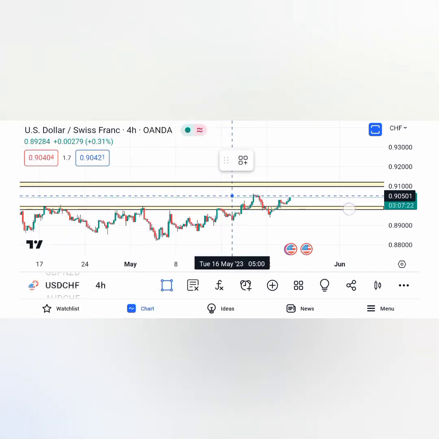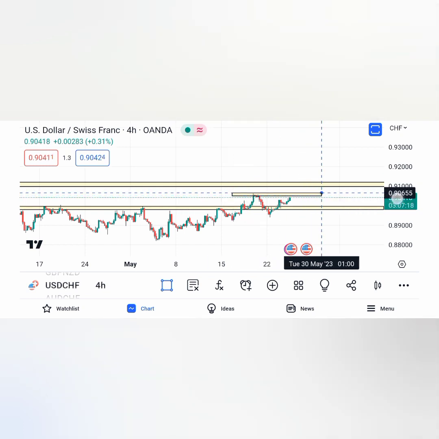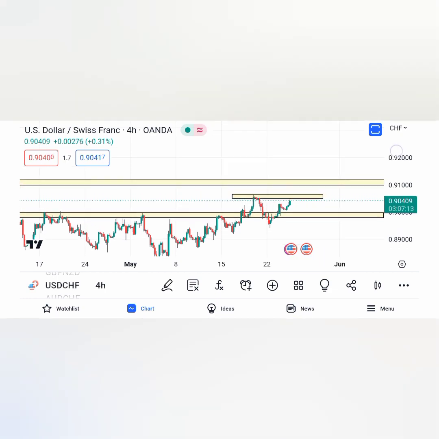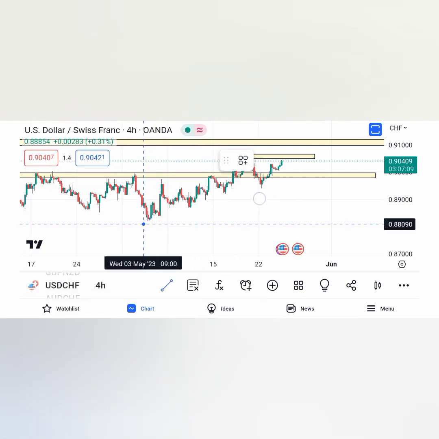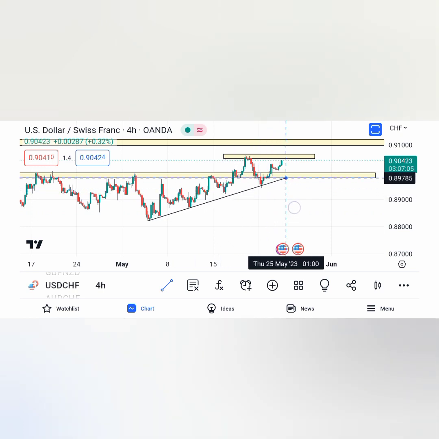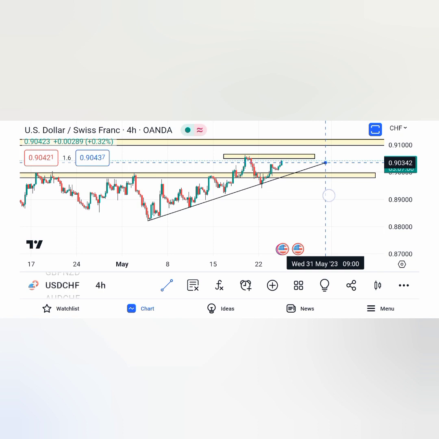You can also spot a key level here at this very point. We can spot a key level here, and also we can have a trend line here. We have this nice trend line here. So you can see that price was respecting this particular trend line.